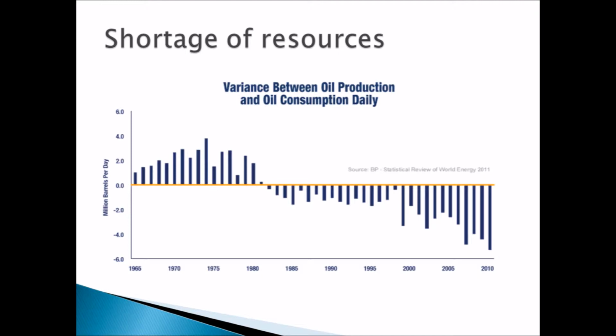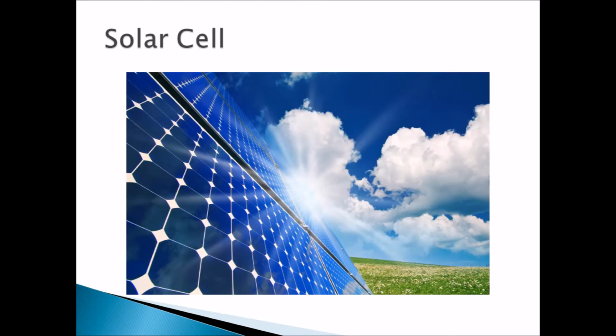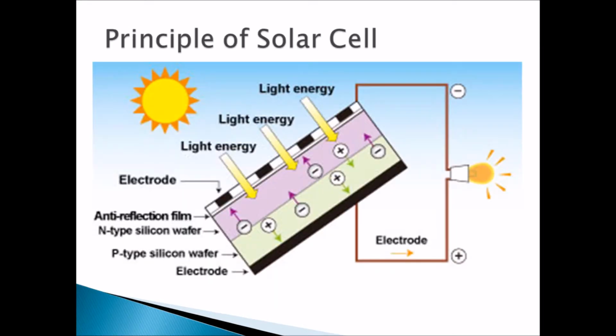So we must prepare for the future. We have to develop an eco-friendly and sustainable energy system. That is just the solar cell. A solar cell can convert light energy to electrical energy. Now, this presentation will be hard. More attention please. Let us learn about the principle of the solar cell.